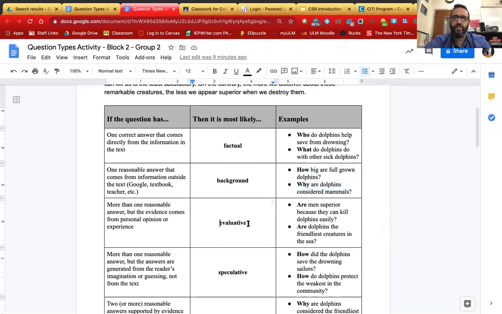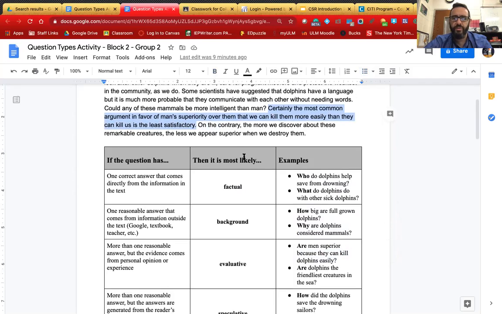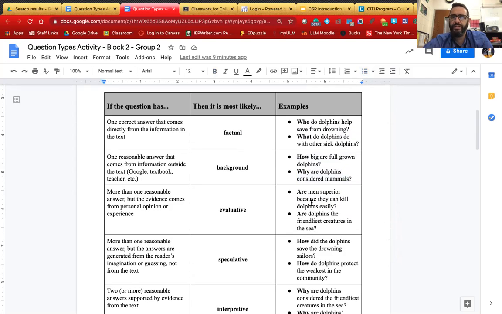My evaluative questions. Are men superior because they can kill dolphins easily? Notice I did address something from the text, right? They said it right here about the most common argument in man's superiority. But the question is just your opinion. Do you believe that? Okay. So there's more than one answer to that. And it's your opinion. You're evaluating the information.